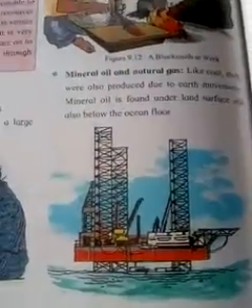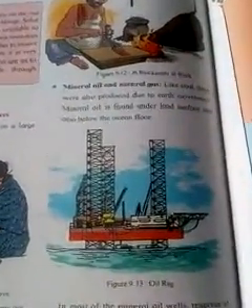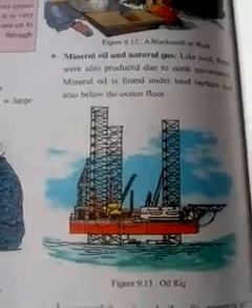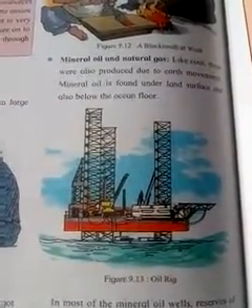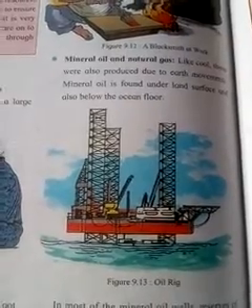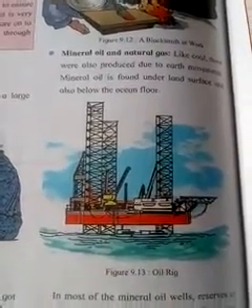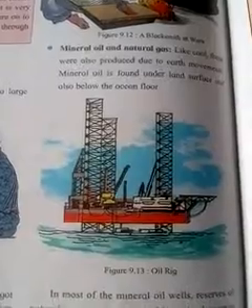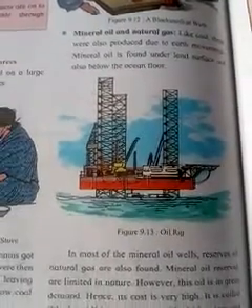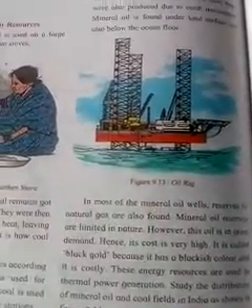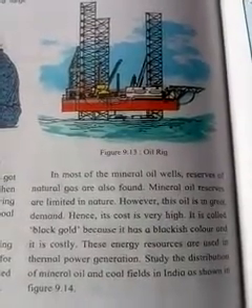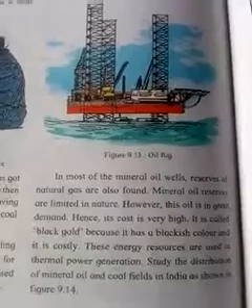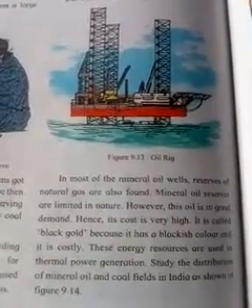Next is mineral oil and natural gas. The third substance based energy resource is mineral oil and natural gas. Like coal, these were also produced due to the earth movement. Mineral oil is found under the land surface and also below the ocean floors. In most mineral oil wells, reservoirs of natural gas are also found. Mineral oil reserves are limited in nature.